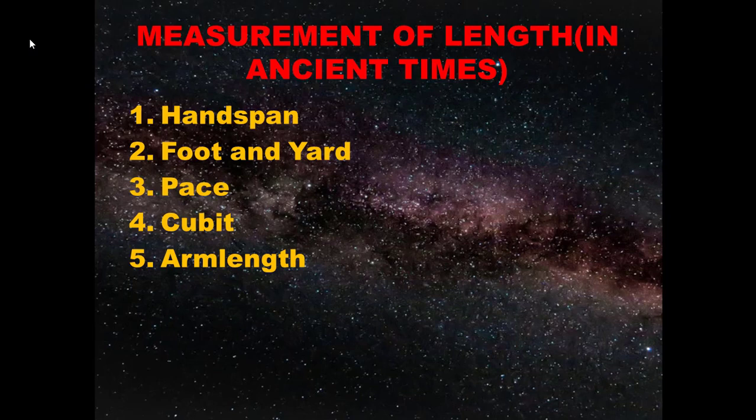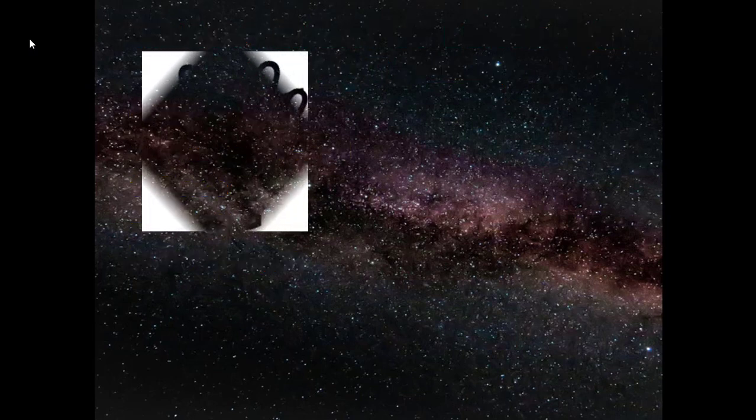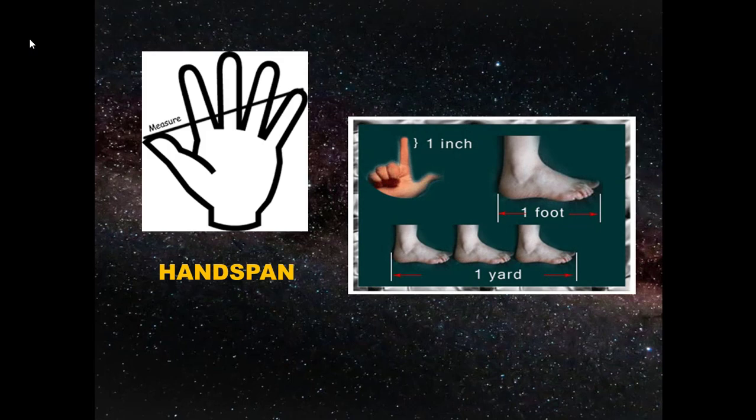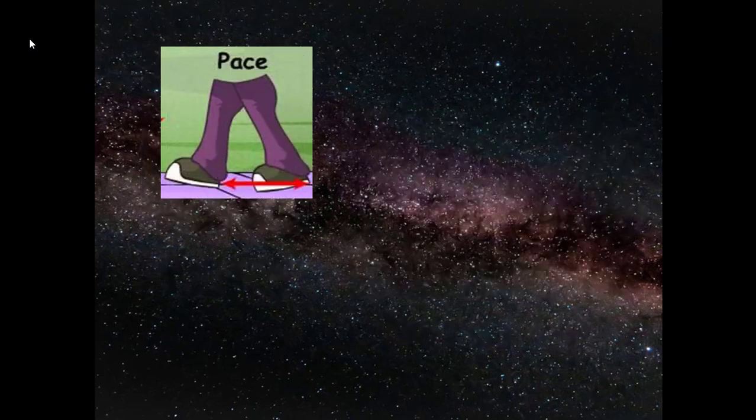Let's discuss these one by one. First is handspan. Handspan is the distance between the tip of the thumb and the tip of the little finger. Foot: the distance between the tip of the toe and the heel. Yard: three times the foot is called a yard. Pace: the distance between the heels of two legs.